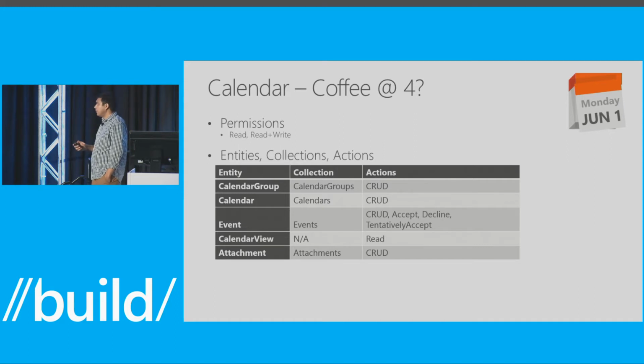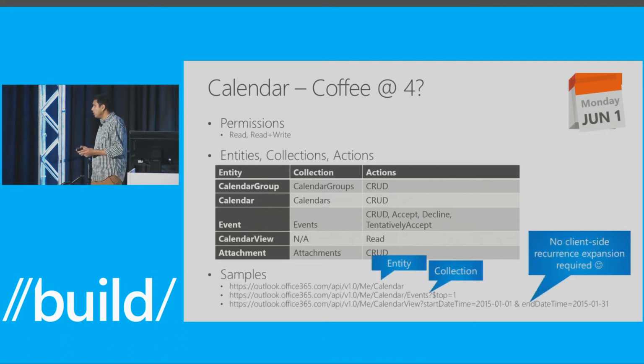And then we have an API called calendar view. So if you wanted in your app to paint a view of, say, a week of somebody's calendar, then you can use calendar view. You can provide a start and end date time, and it'll give you all the events that are there for that person within that week.